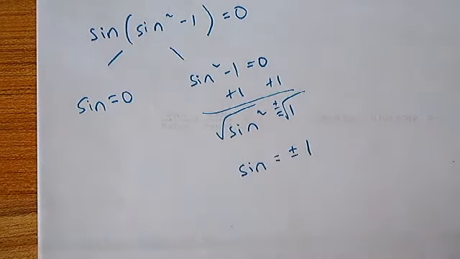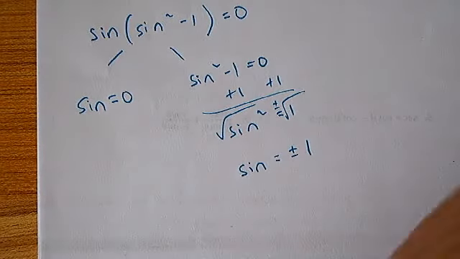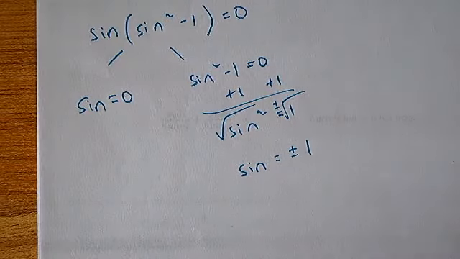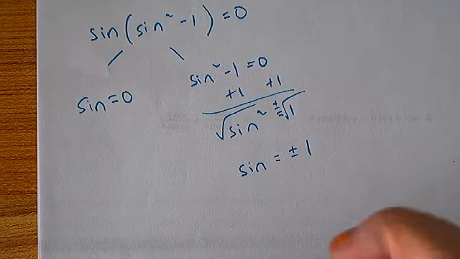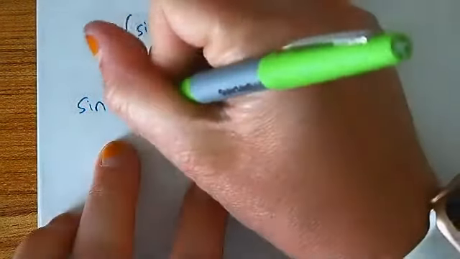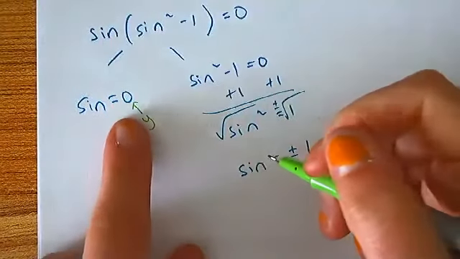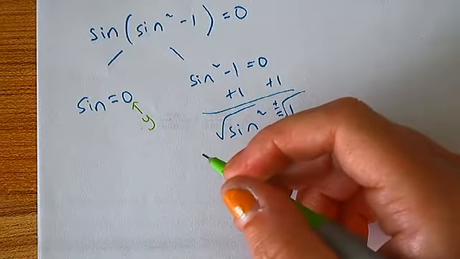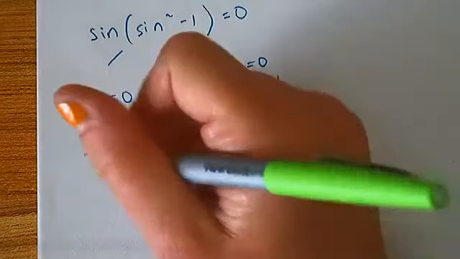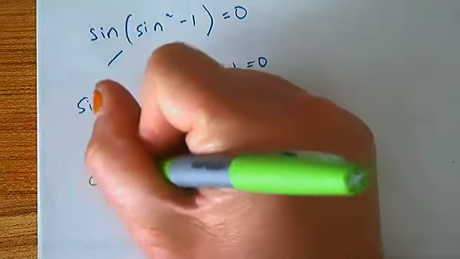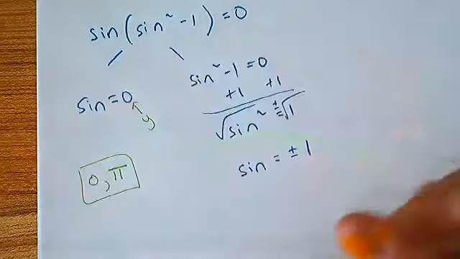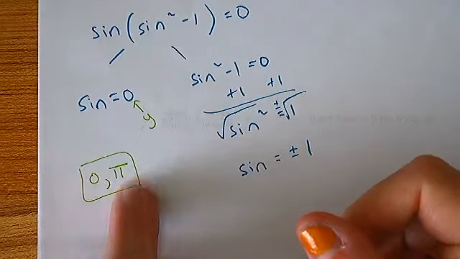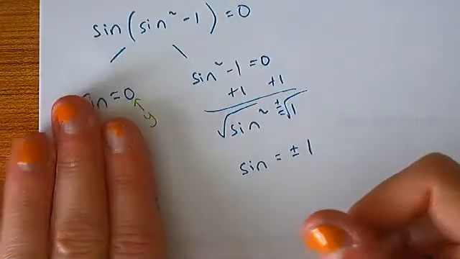All right, so we have two sine values. We already know that sine is equal to y. So when is 0 equal to the y value of the coordinate point on the unit circle? At 0 and at pi. You also could have said 2 pi and pi. So that's part of our answer.